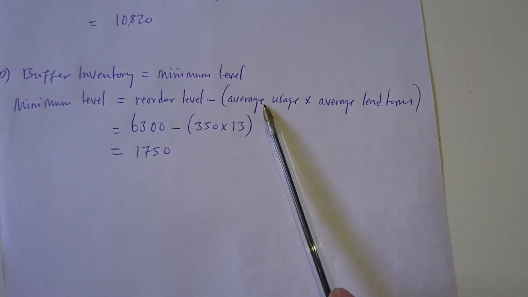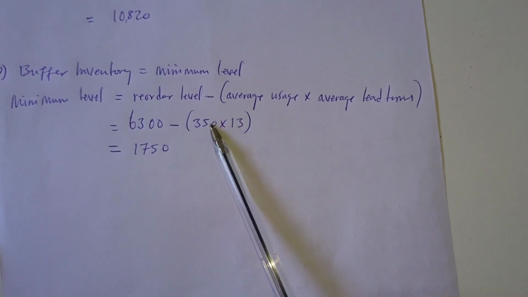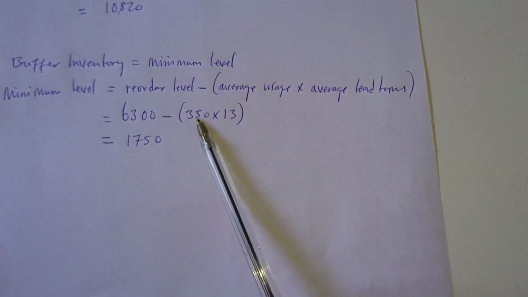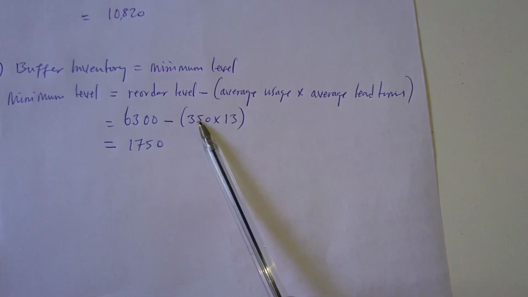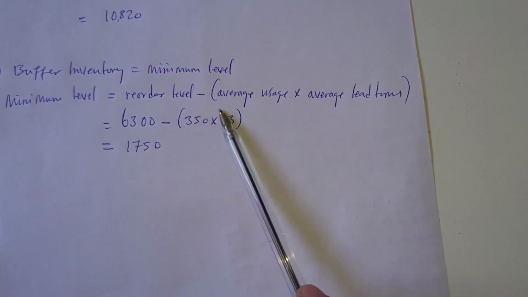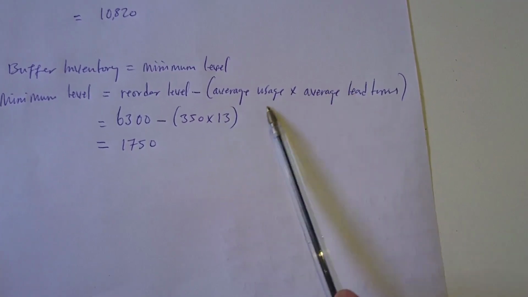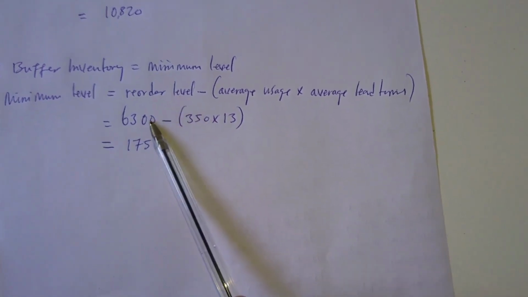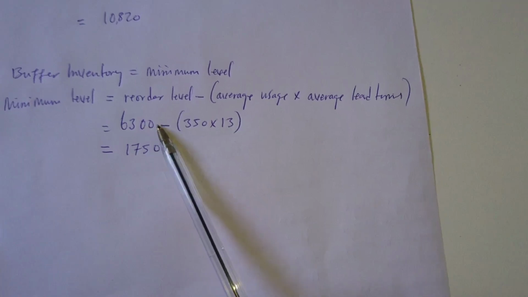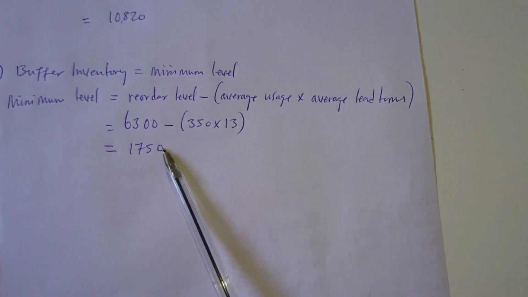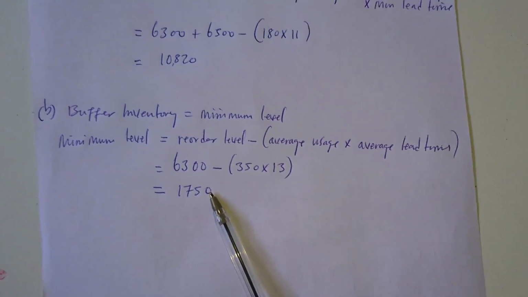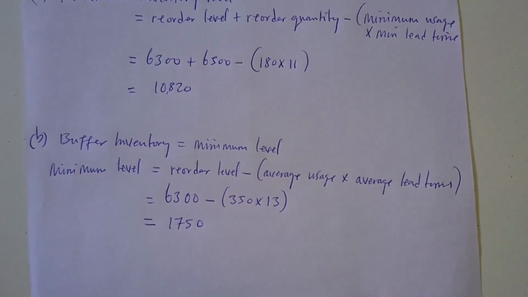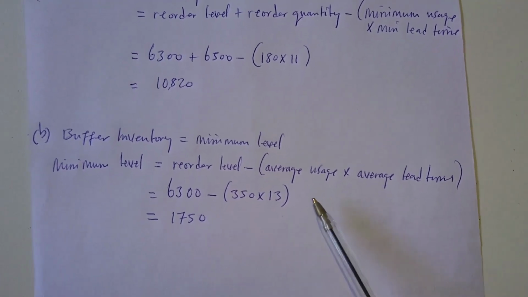Then the average usage is also, you add the minimum usage and the maximum usage, then you divide by 2. That's when you're going to come to the 350. So these two, average usage times average lead time, you need to multiply them. Then you subtract from the reorder level quantity. Then you are going to get 1,750.